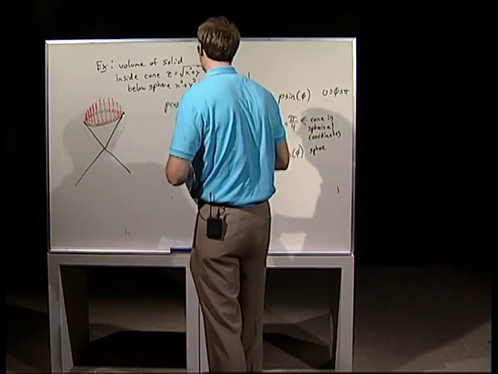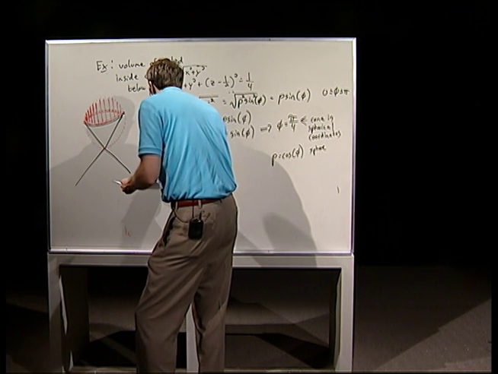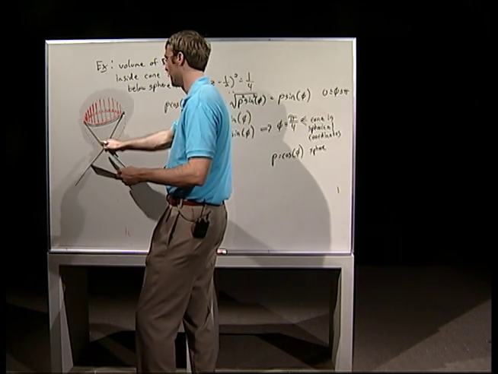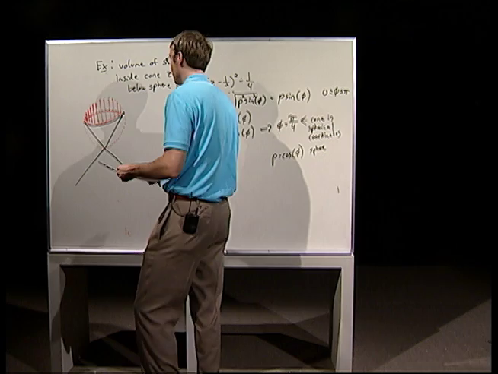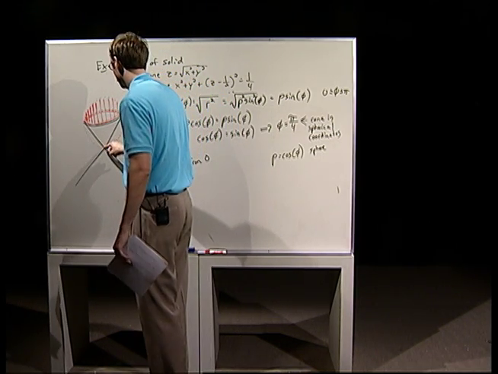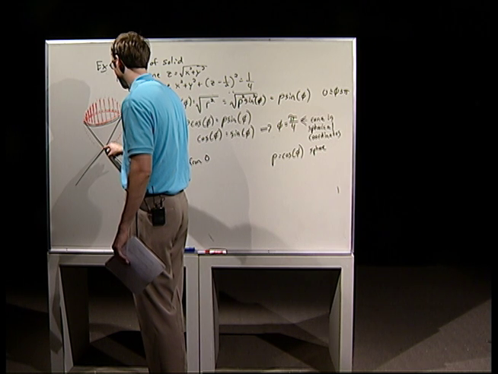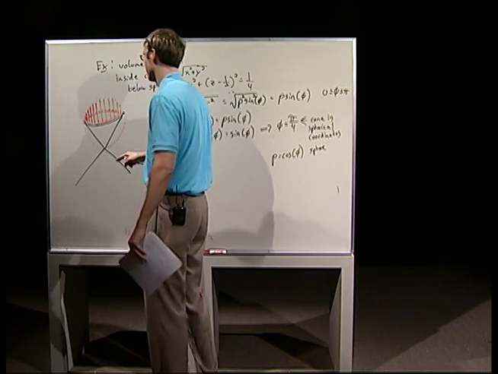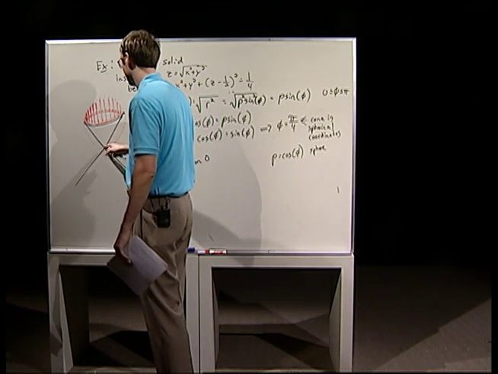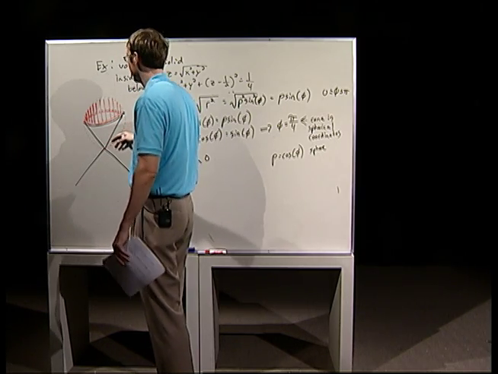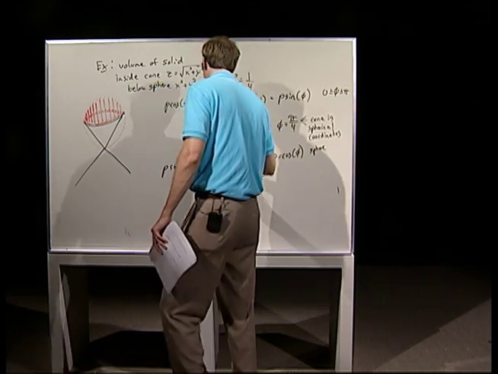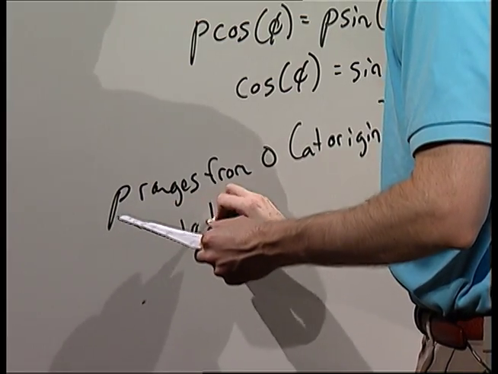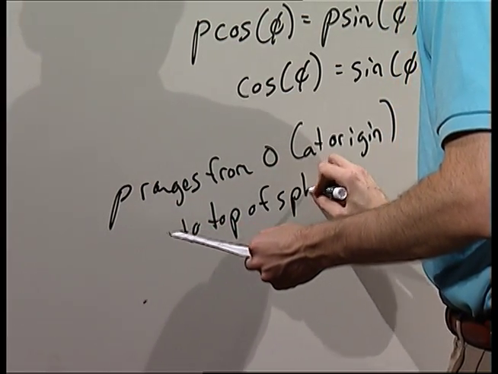How about some limits? Rho ranges from 0, so there's rho equals 0 down at the point of the cone, and then the top of the sphere is as far as this goes. In other words, the distance from these points can extend all the way out to the top of this sphere, and the sphere is not just a constant. If it was centered at 0, 0, 0, it would be a constant, but it's not. It's variable. So it ranges from 0 at the origin to the top of the sphere. In other words, the top of the sphere is variable.